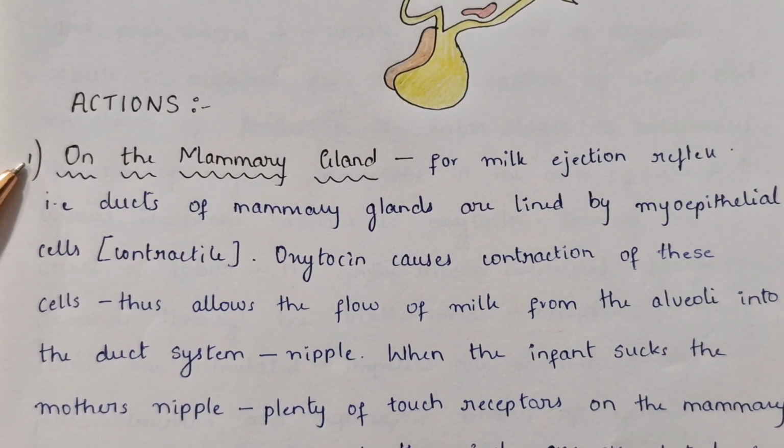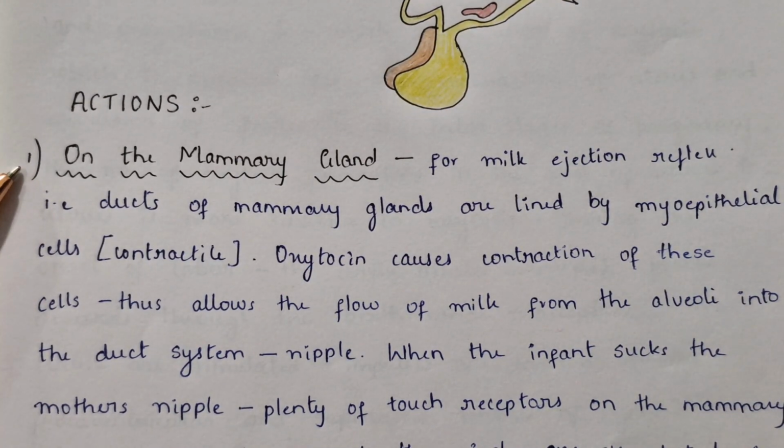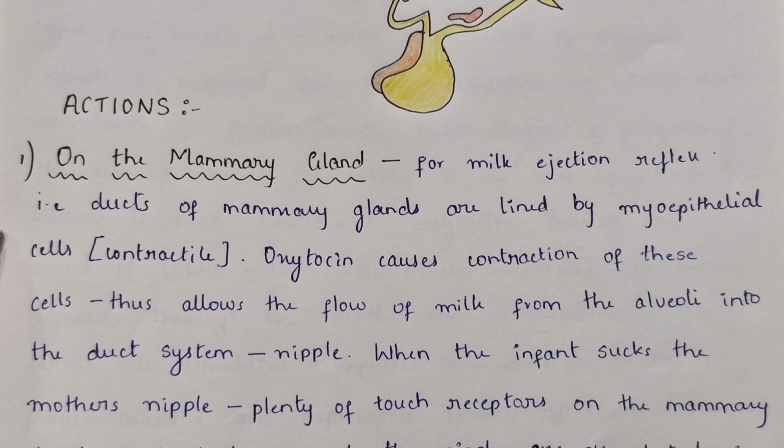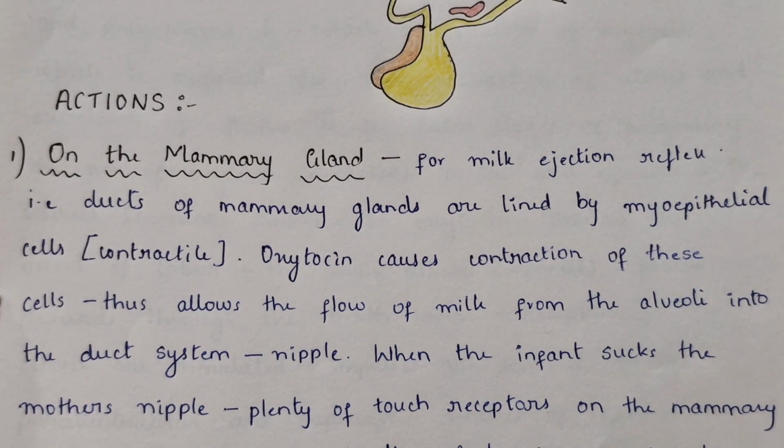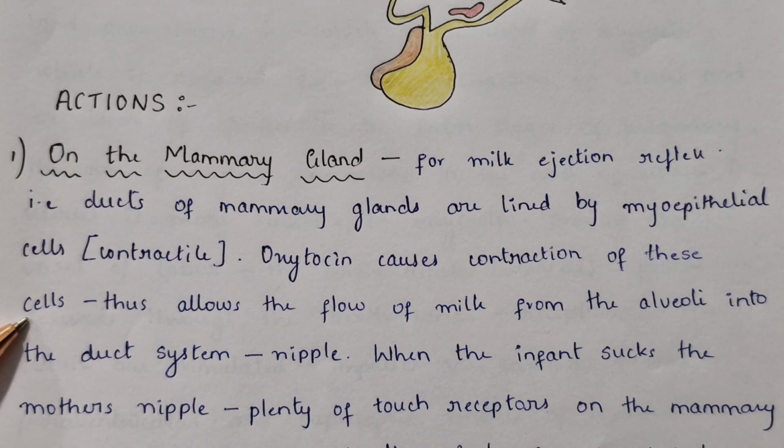On the mammary gland, it is responsible for the milk ejection reflex. That is, the ducts of the mammary gland are lined by myoepithelial cells which are contractile in nature. Oxytocin causes contraction of these cells, thus allowing the flow of milk from the alveoli into the duct system to the nipple.